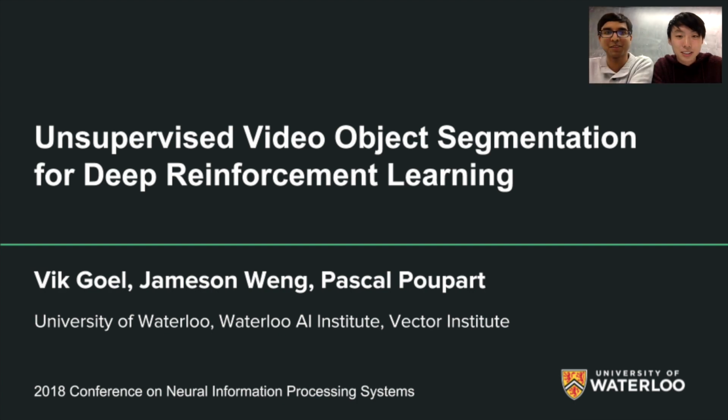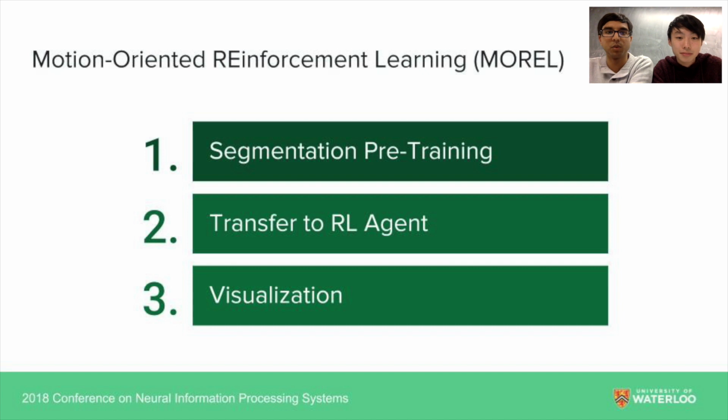Within the first few seconds of playing a game, humans are able to pick out all the salient objects of the environment, and this helps immensely in finding winning strategies. Humans have a strong prior to focus on motion, which allows us to quickly identify important objects. Our method, MOREL, short for Motion-Oriented Reinforcement Learning, embeds a prior for motion into a reinforcement learning agent.